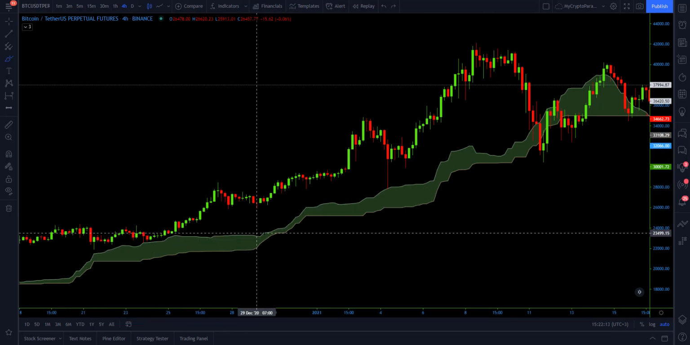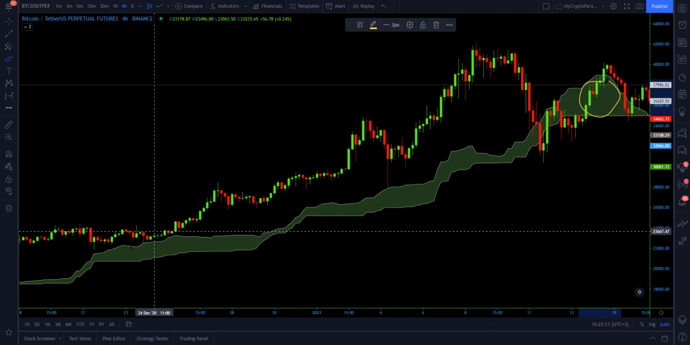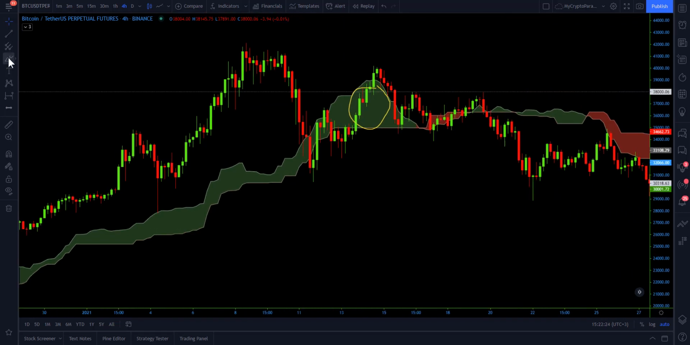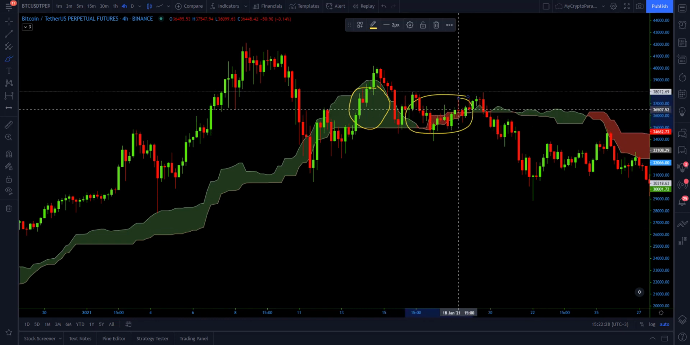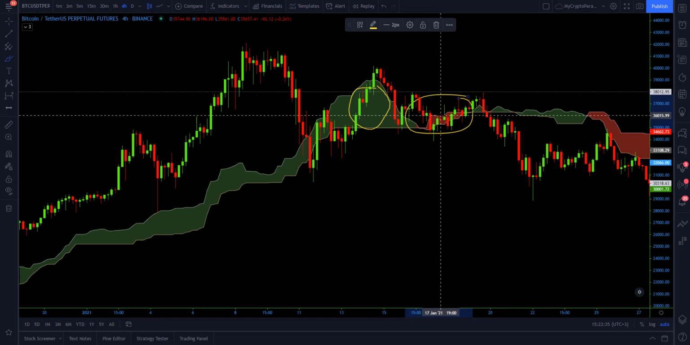And another point to consider is the change in color of the Ichimoku Cloud. As long as it's green, obviously, this is an uptrend. So we can see that there was some change in color right there, indicating the first bearish signs. So this is the time to start being cautious.